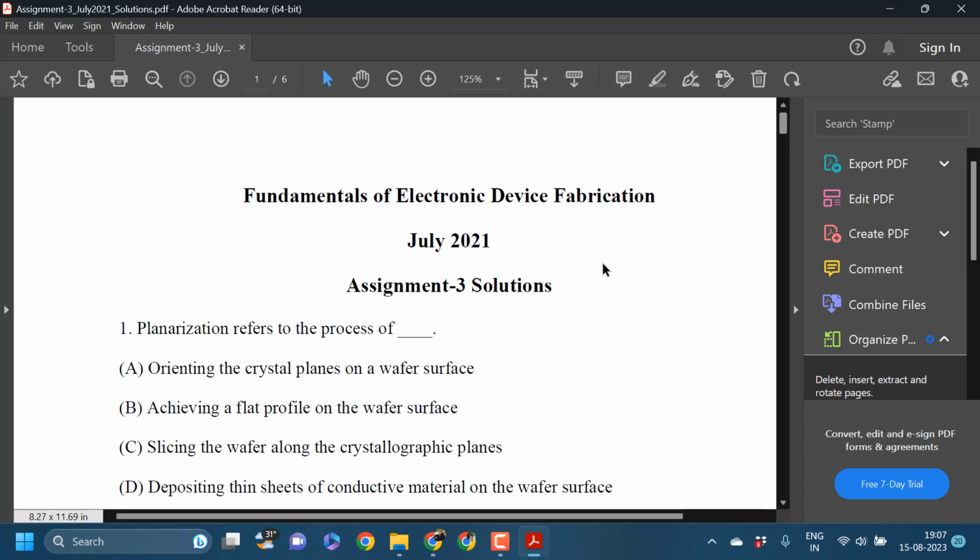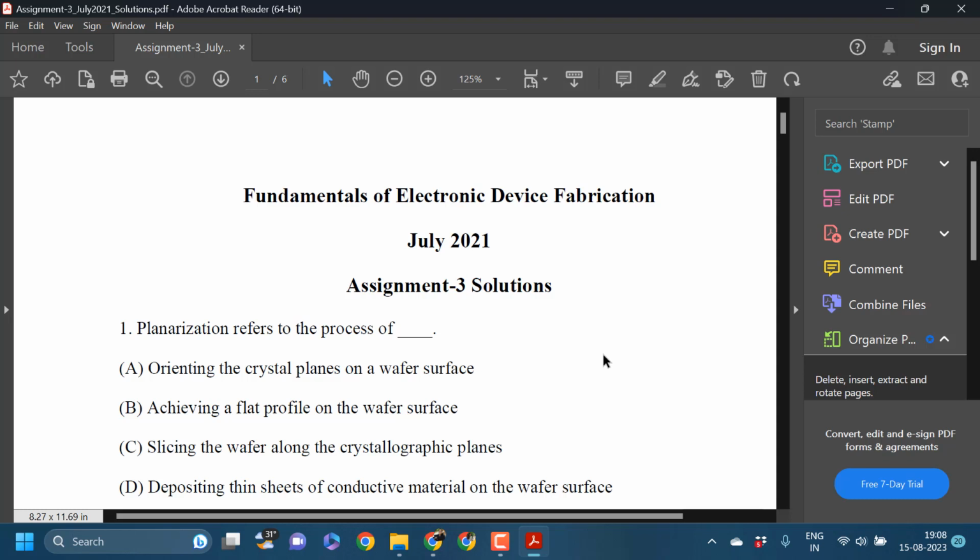Planarization refers to the process of: A. Orienting the crystal planes on a wafer surface, B. Achieving a flat profile on the wafer surface, C. Slicing the wafer along the crystallographic planes, and D. Depositing thin sheets of conductive material on the wafer surface. So, what is planarization? And you have to tell me what is planarization and why planarization is required. I've already mentioned it when we went through the summary. Yeah, achieving a flat profile of the wafer surface.